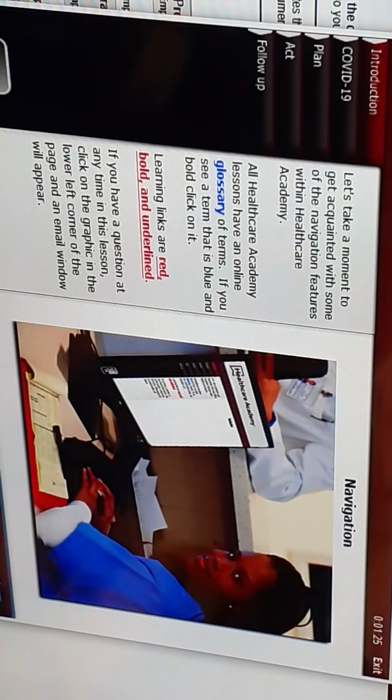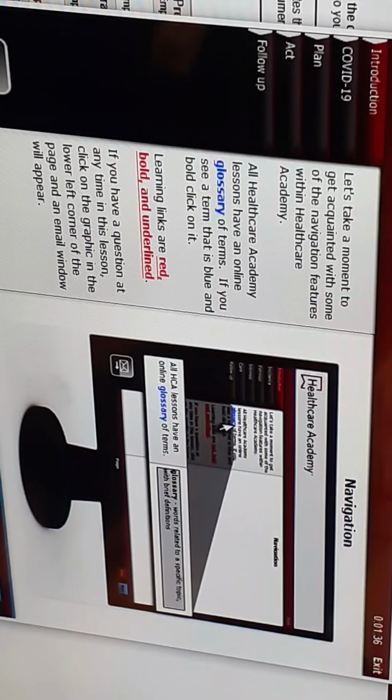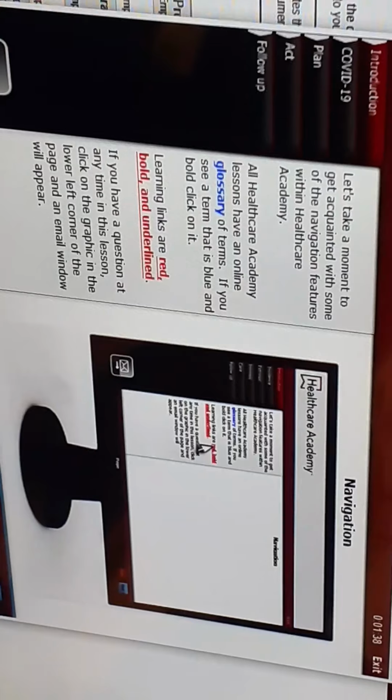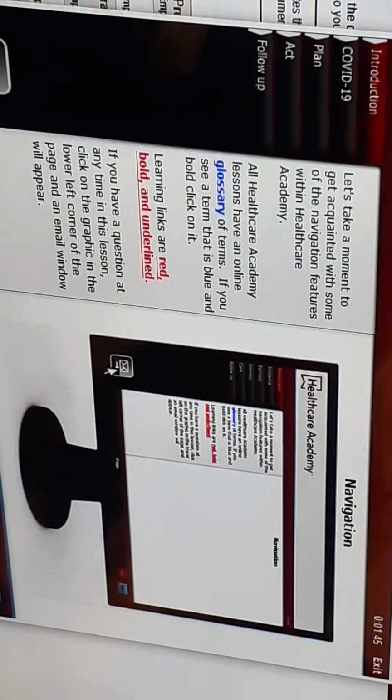Let's take a moment to get acquainted with some of the navigation features within Healthcare Academy. All Healthcare Academy lessons have an online glossary of terms. If you see a term that is blue and bold, click on it. Learning links are red, bold, and underlined. If you have a question at any time in this lesson, click on the graphic in the lower left corner of the page and an email window will appear.